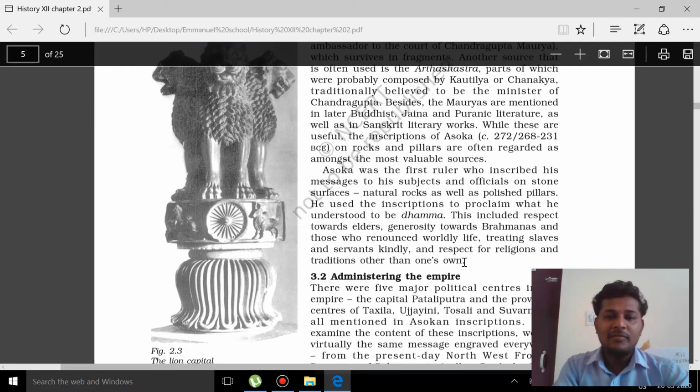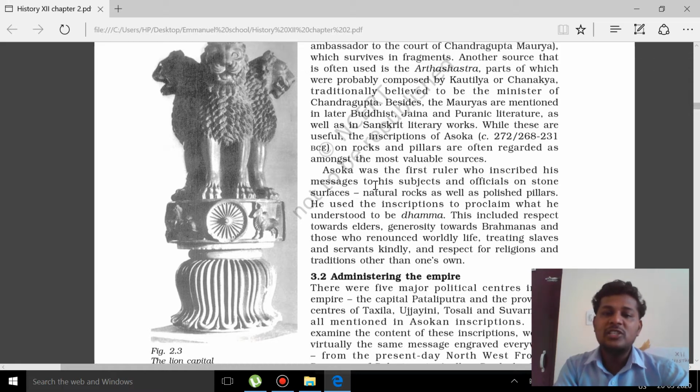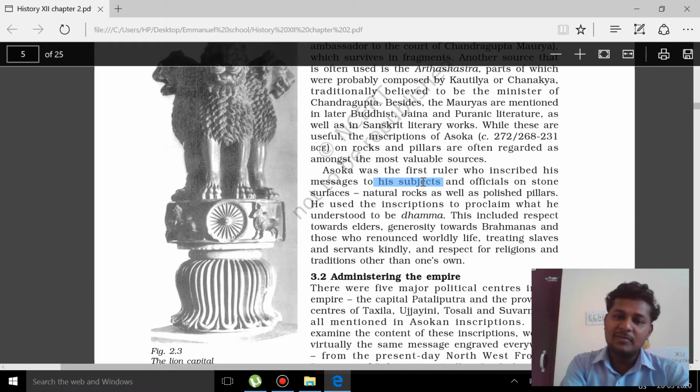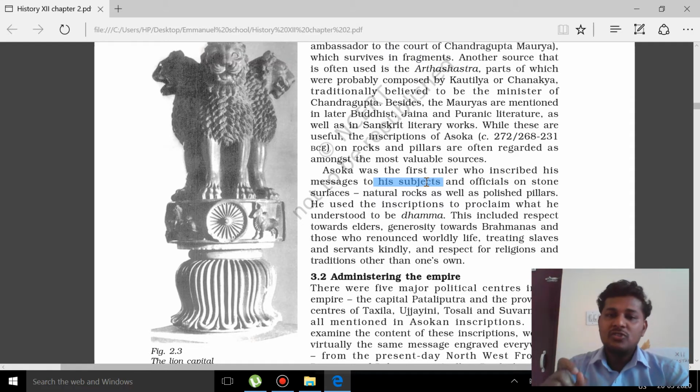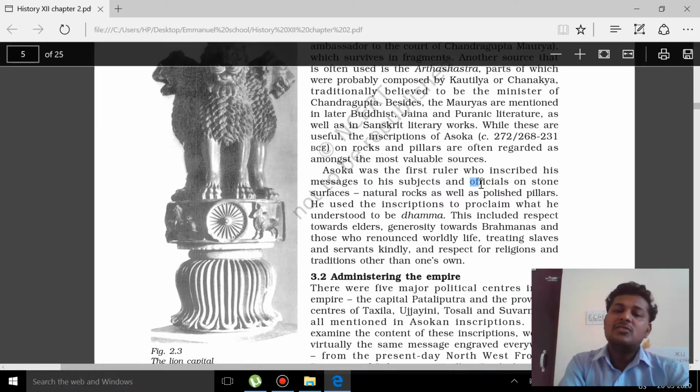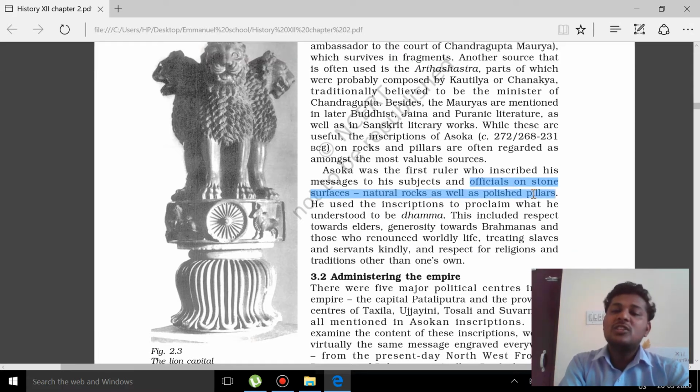Now, these are some of the facts about Ashoka. Ashoka was the first ruler who inscribed his message to his subjects. If anyone used inscriptions for the first time to give a message to the people, that was Ashoka. He addressed both the people as well as his officials, using stone surfaces, natural rocks as well as polished pillars.